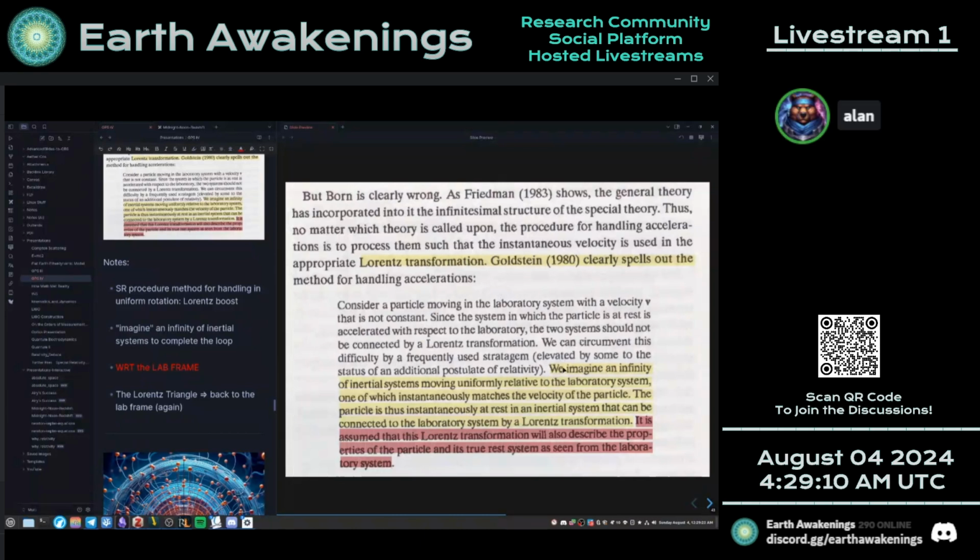We imagine an infinity of inertial systems moving uniformly relative to the laboratory system, one of which instantaneously matches the velocity of the particle. The particle is thus instantaneously at rest in the inertial system, and thus can be connected to the laboratory by Lorentz transformation. It is assumed that the Lorentz transformation will also be described with the properties of the particle in the rest system as seen from the laboratory.